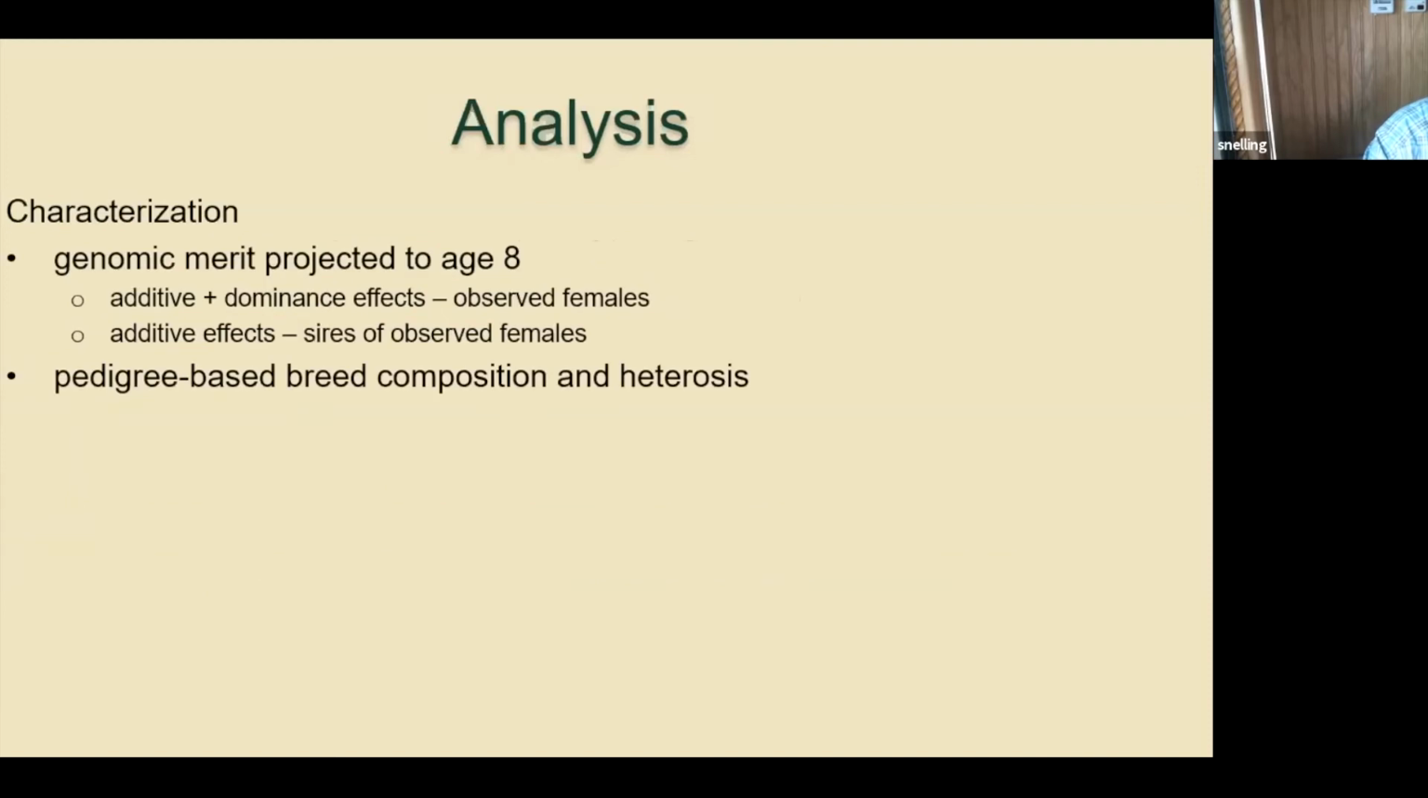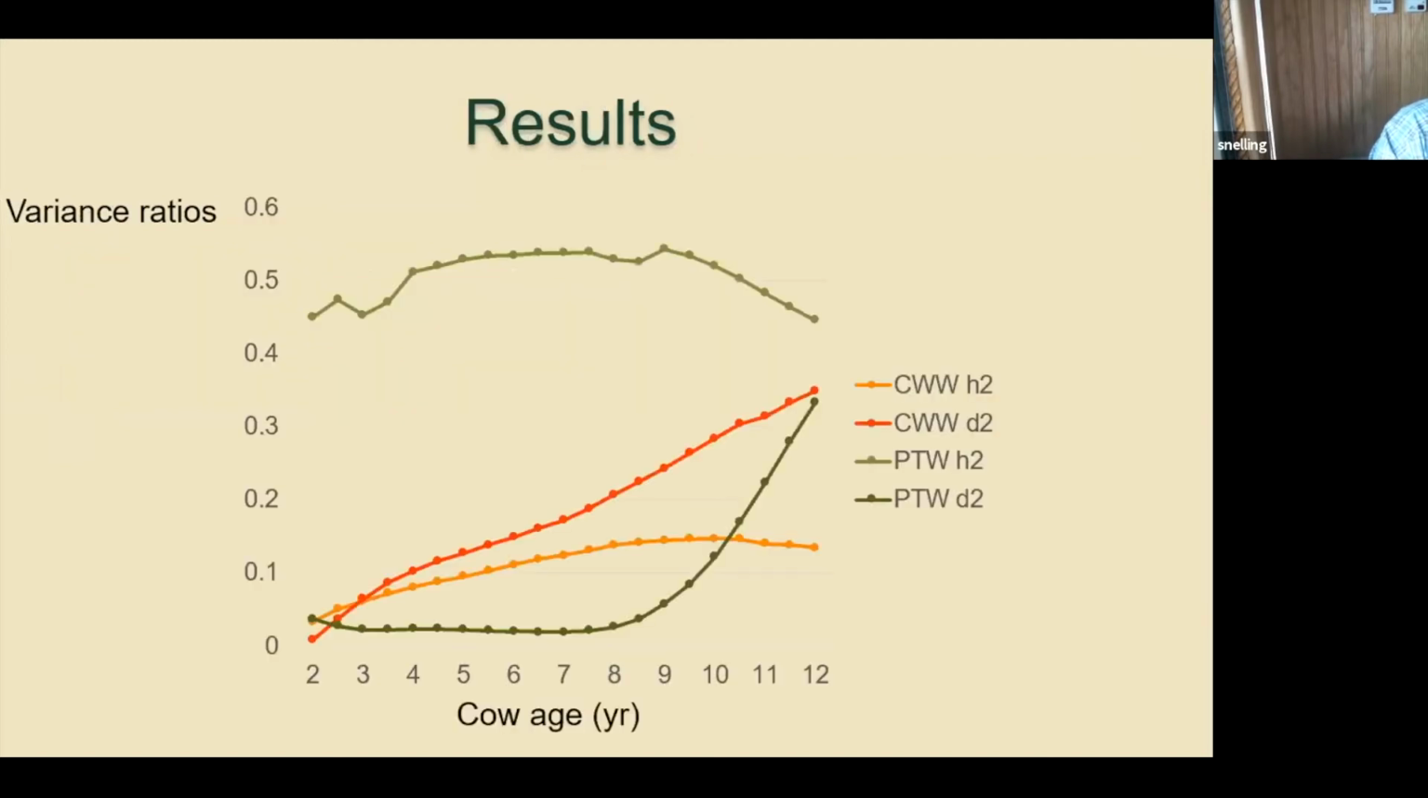And after a couple months of iterating on that, to characterize the animals, once we got the predictions, we used the pedigree-based breed composition and heterosis calculations. After months of iterating on the variance components, we finally got it to sort of converge. So the heritability estimates were similar to what we had seen with the pedigree analysis.